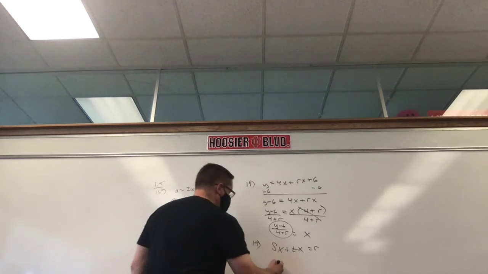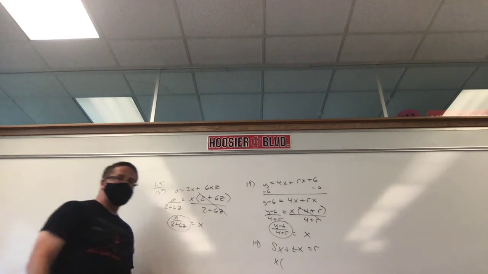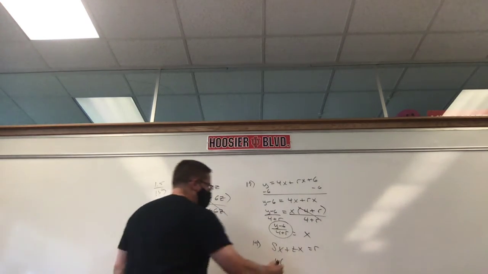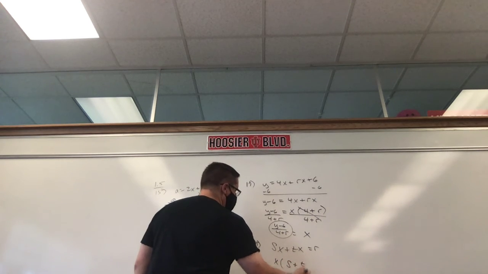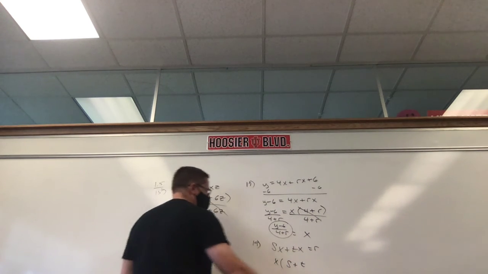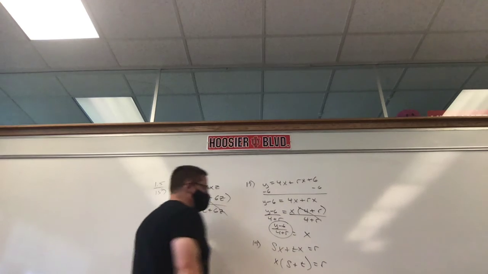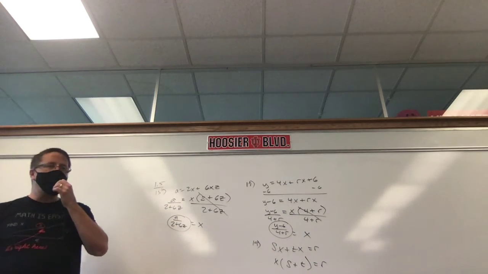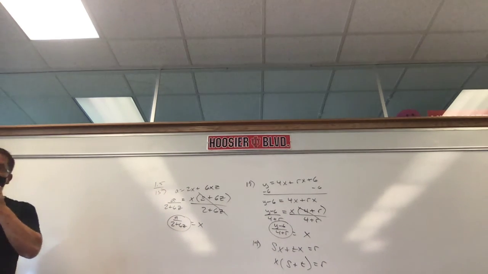So x times what is sx? S. Plus t. x times t is xt equals r. And what do we need to get rid of to get x by itself? Divide by s plus t.